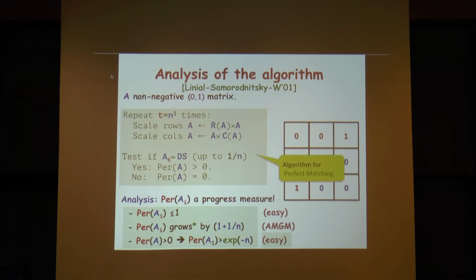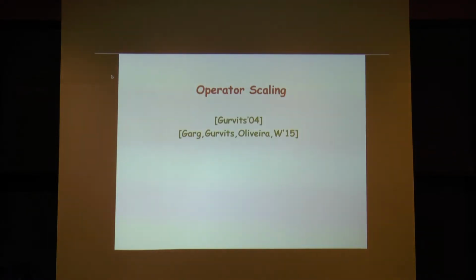So I just want to stress, everybody learned an algorithm for perfect matching in school, in college. It's not this one, and I don't know a simpler one, at least to program. It's just 2 lines of code. So, okay, now I want to move to the operator scaling story.